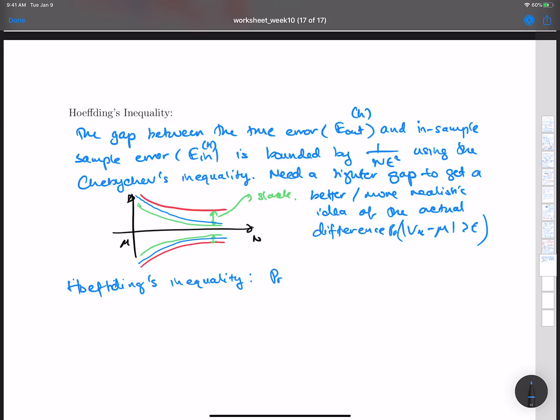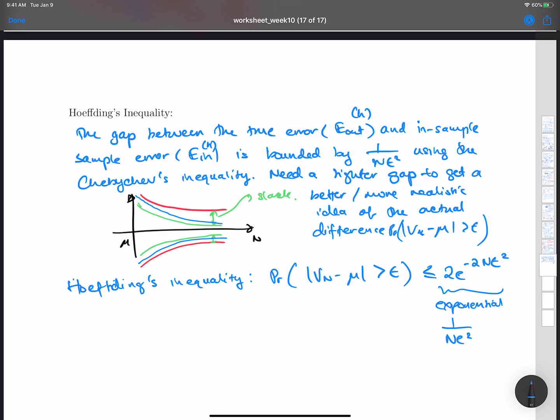The probability that the difference between the in-sample and the out-of-sample error is above epsilon is bounded by 2 times e to the power of negative 2n epsilon squared. So this bound is exponential, and it decreases much faster. It's tighter than 1 over n epsilon squared, because when you plug it in, you can see that e to the power of negative 2 n epsilon squared goes down faster than this. So obviously this is a tighter bound.